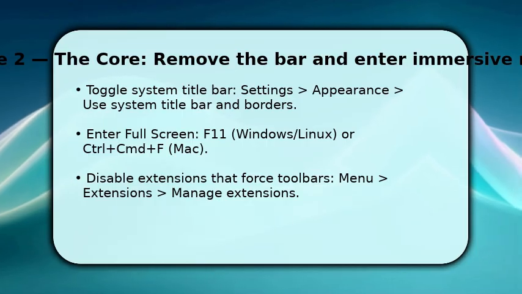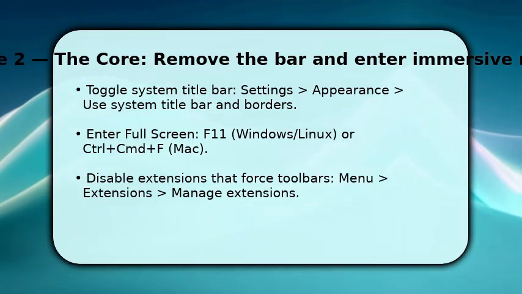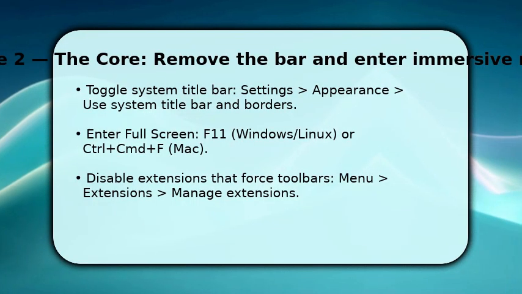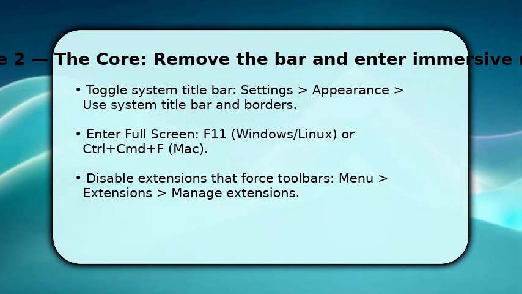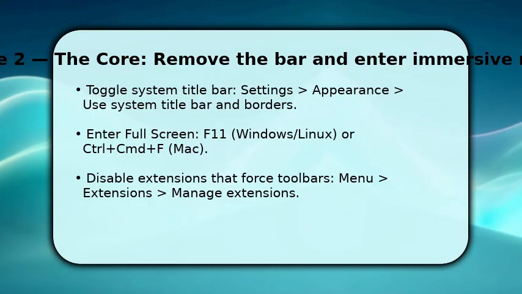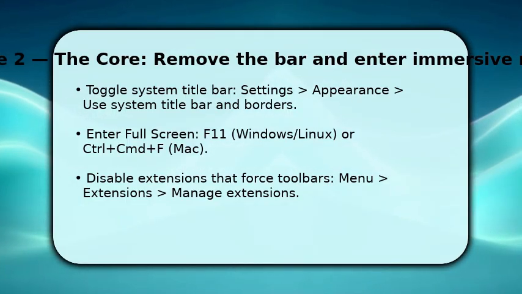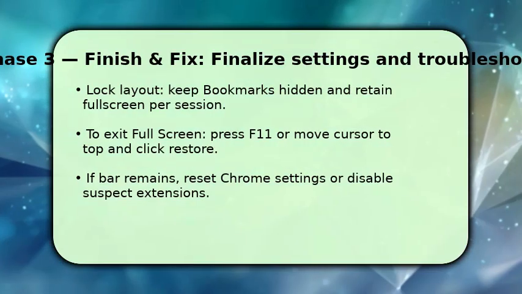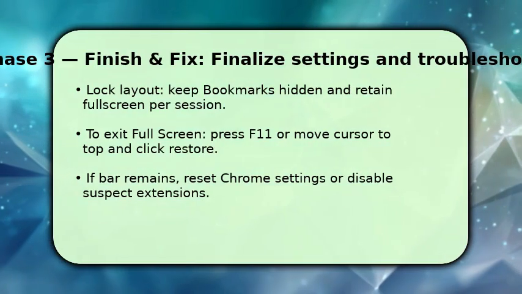Then enter full screen with F11 on Windows or Control plus CMD plus F on Mac to hide every toolbar and the top bar entirely. If toolbars persist, disable extensions that add them, and finish by locking in the layout you prefer. Keep the bookmarks bar hidden and use full screen when you need a clean view.